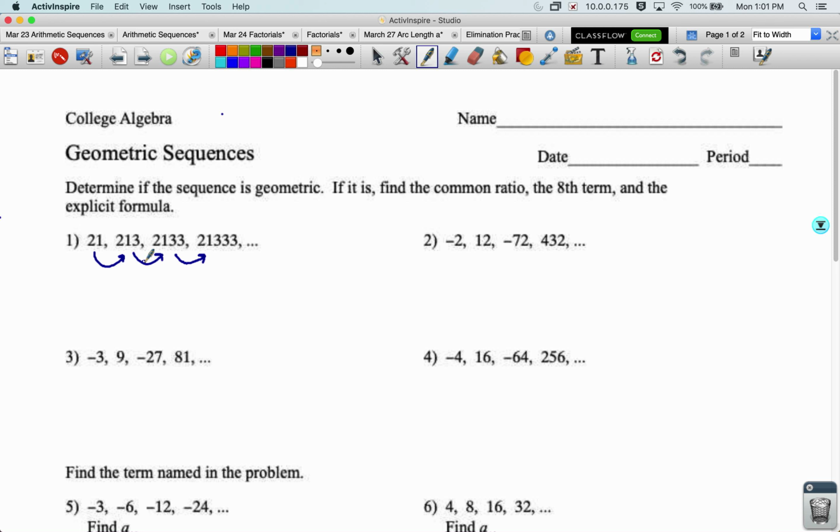So do 213 divided by 21. That gets me 10.14, meaning that to move forward, I must be multiplying by 10.14. Well, let's see if that holds true. What's 2133 divided by 213? 10.01. So this is not geometric, so we can move on. Just write not geometric. Doesn't mean it's not following a pattern, doesn't mean that it's not a sequence, it's just not a geometric one.